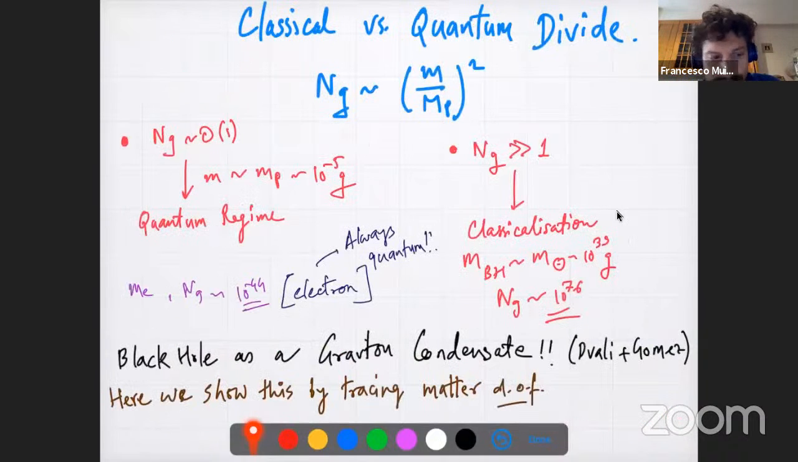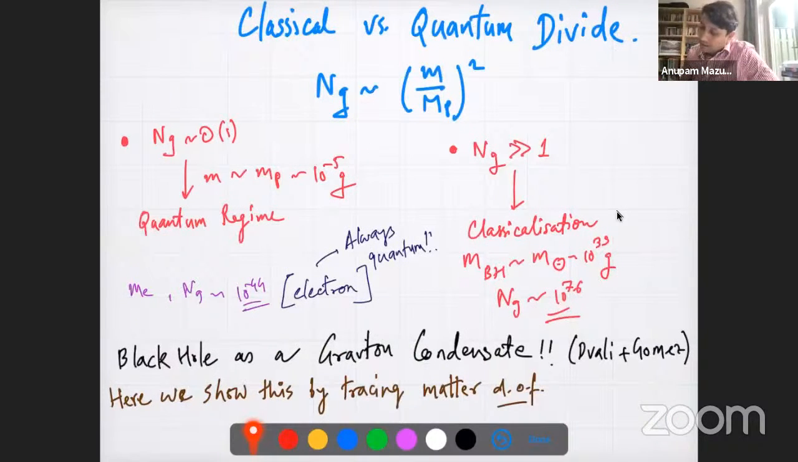Sure. Now, again, just to give an example, since my time is running out, take an electron mass. If you place the electron mass here, you get 10 raised to minus 44. Electron is inherently quantum. But if you take a black hole of solar mass, you get a large occupation number, which tells you that the black hole becomes effectively a classical system.